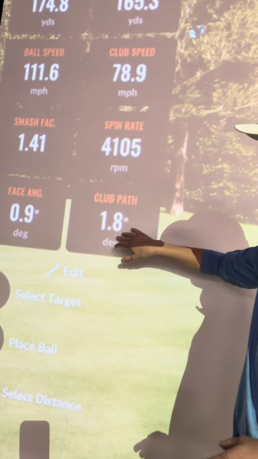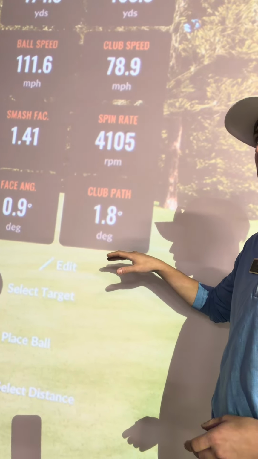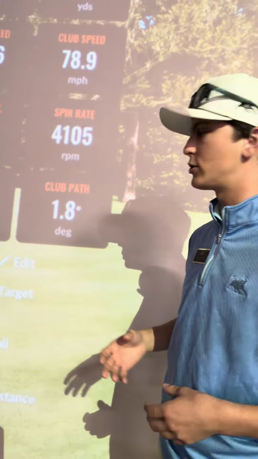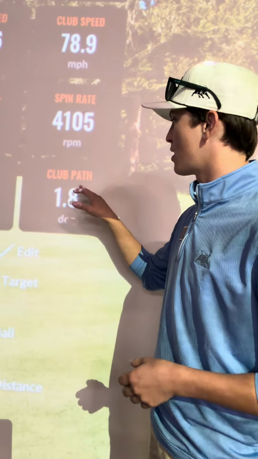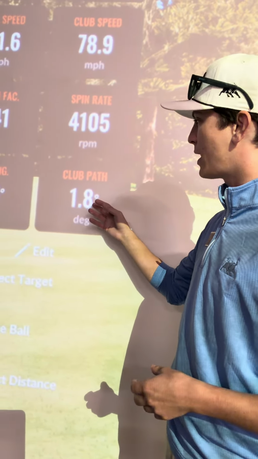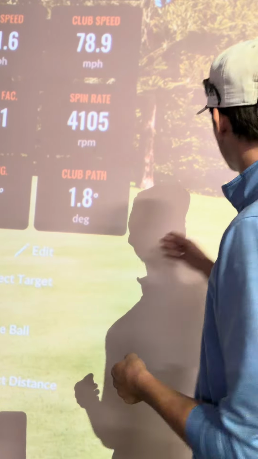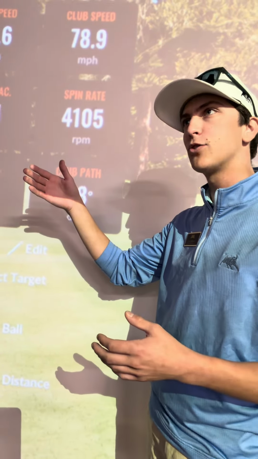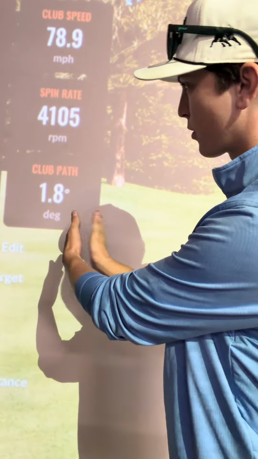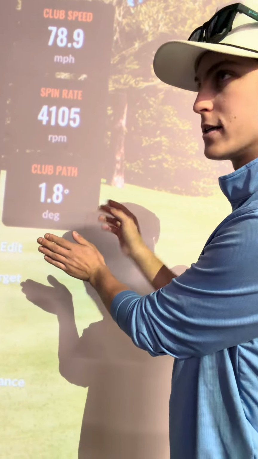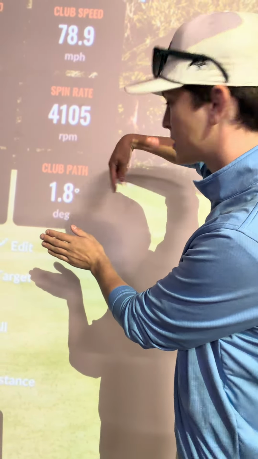And same with that club path. Anything below 2 degrees, we like to say is going to be within a tour average right there. And so this number basically means you're 1.8 degrees out to the right. So that's why you saw in that shot that tiny little bit of a draw, because this number is going to be further to the right than what our face is, creating that right to left spin.